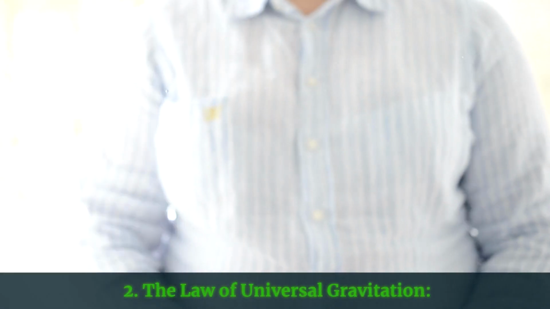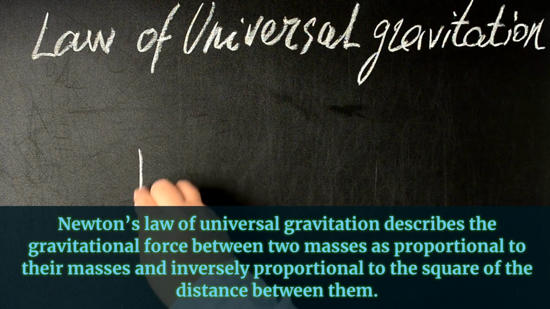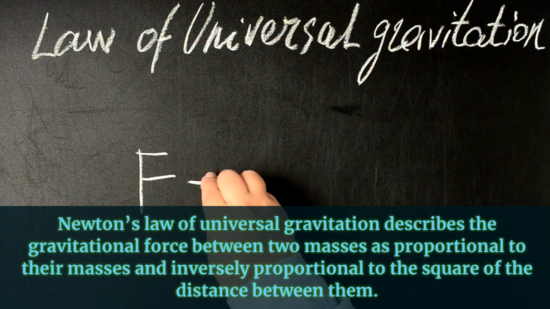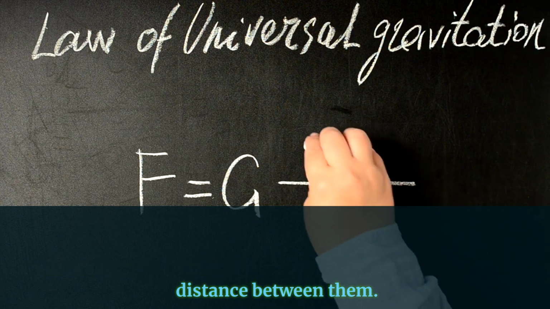2. The law of universal gravitation. Newton's law of universal gravitation describes the gravitational force between two masses as proportional to their masses and inversely proportional to the square of the distance between them.